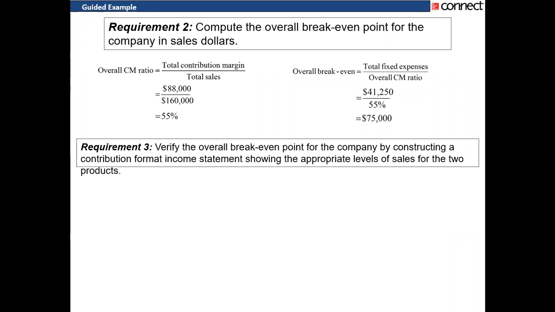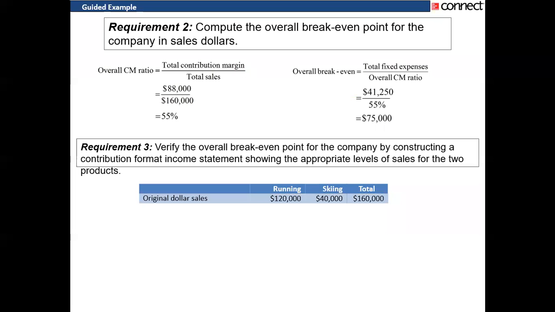This is the requirement one. In requirement one, we solved the overall contribution margin ratio. And in requirement 2, we solved the overall break-even of $75,000. And in requirement 3, we have allocated. Before allocation, we saw how much of the sales is coming from running and skying in the existing sales volume. Then after finding out the 75% and 25%, we applied this percentage to our sales break-even of 75,000.